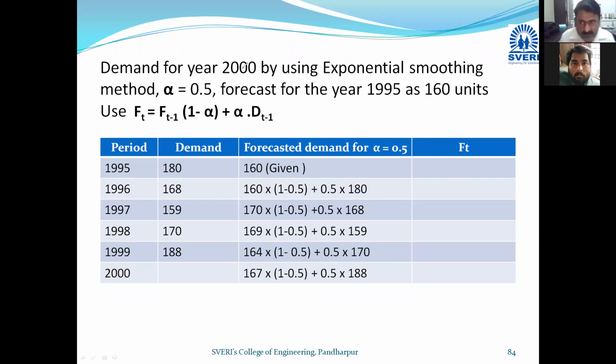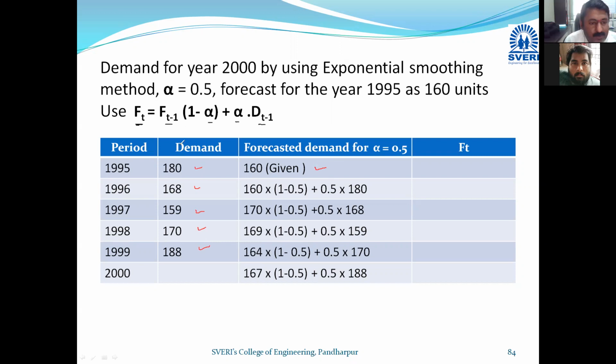So here you can see f of t, for what period you want to calculate. F t minus 1 is the last period forecast, the last period demand, and alpha is the factor. Okay, so here alpha is given as 0.5, forecast for the year as 160. So it is given, you can refer in the problem. Demand, these all values are given in the numerical. Okay. Forecast for the first year, that is 1995, is given as 160.